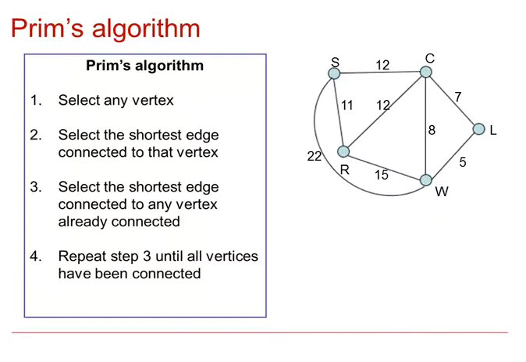Let's try it with this example. I'm going to choose to start at the vertex C. The shortest arc coming out of C is CL, which is of length 7. And I'm going to start to draw it as I go as well. Now I can look at any arc coming out of C or out of L, and I choose the shortest. The shortest is LW at 5.